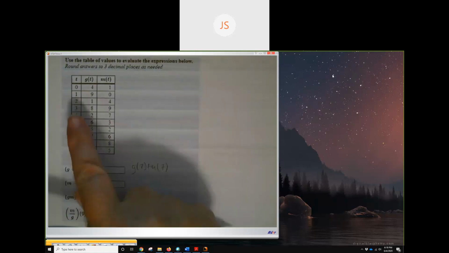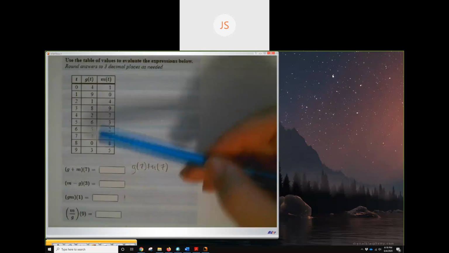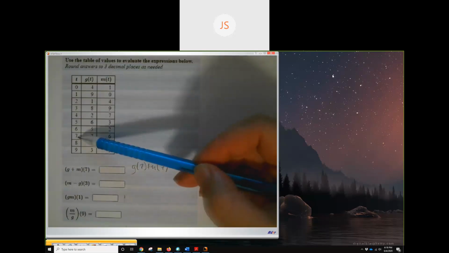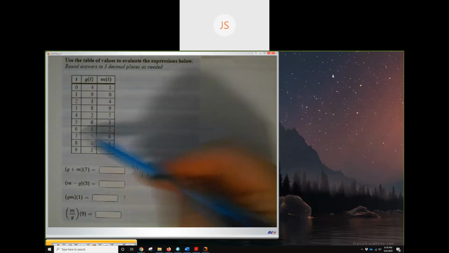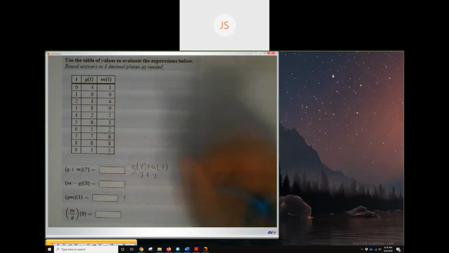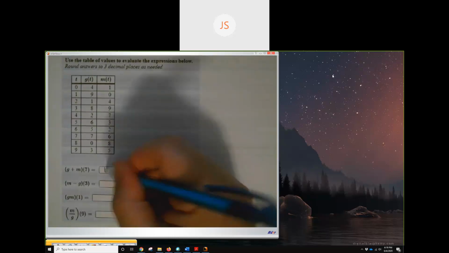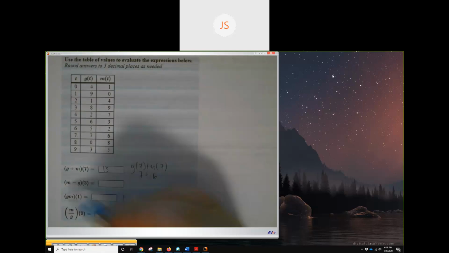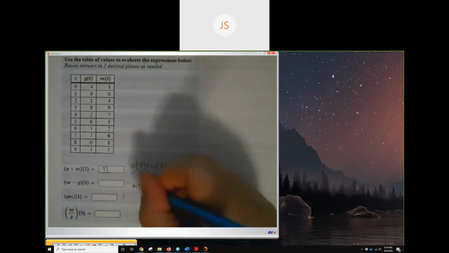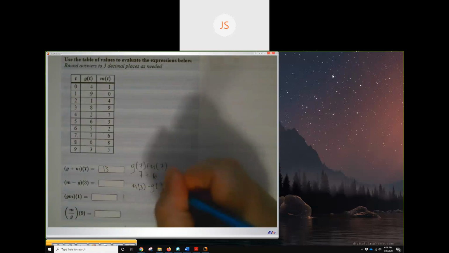And then you would just use this chart here. So when t is 7, g of 7 is 7, and m of 7 is 6. I don't know why I wrote 7 again. So 7 plus 6 is 13. And then this would be the same as m of 3 minus g of 3.